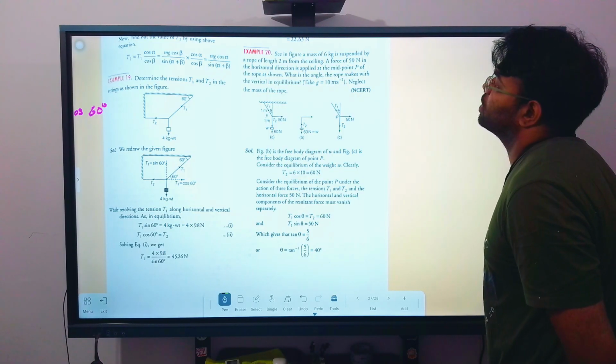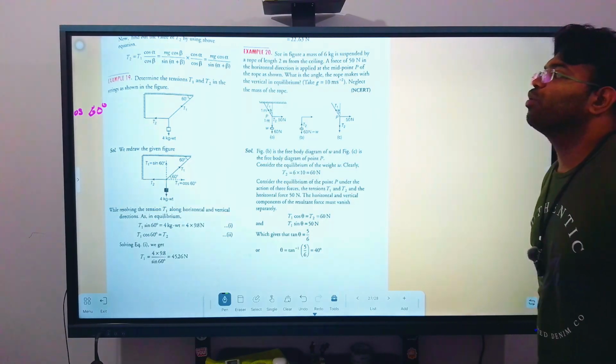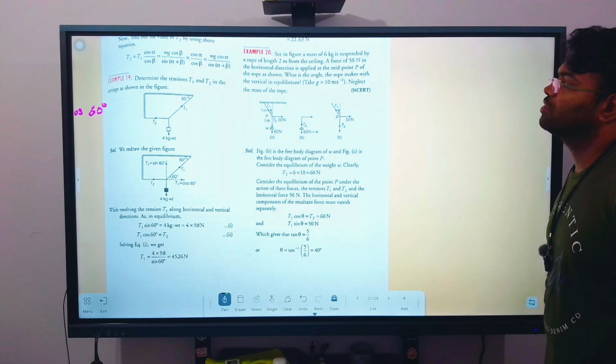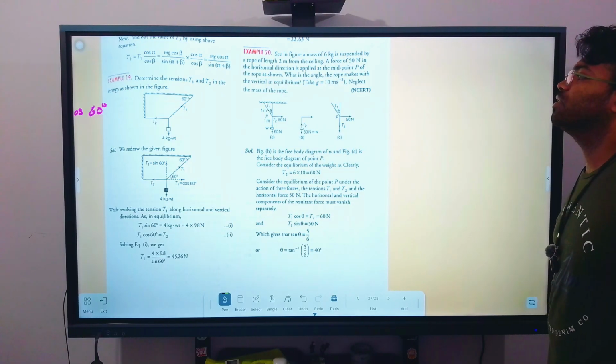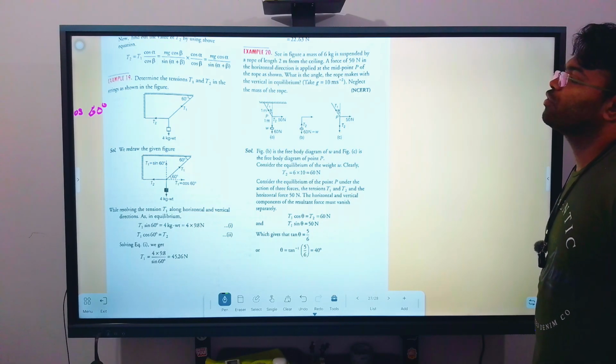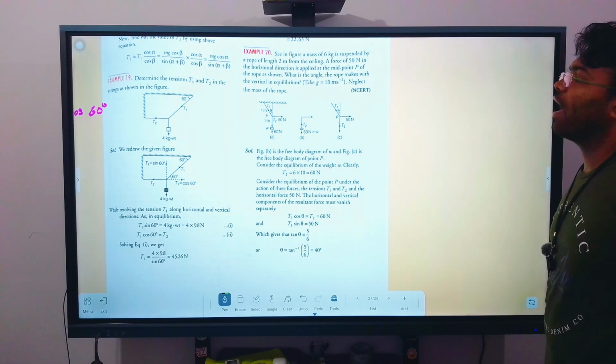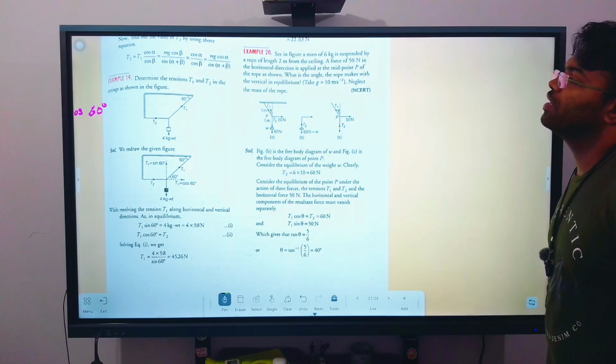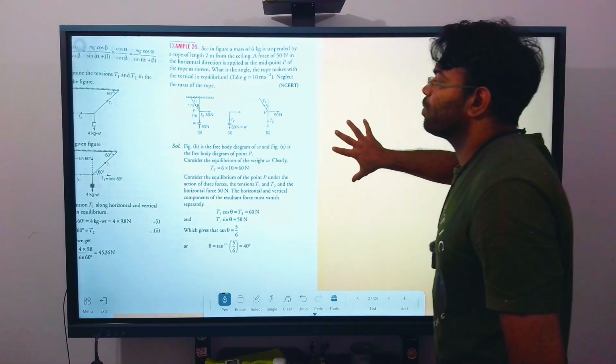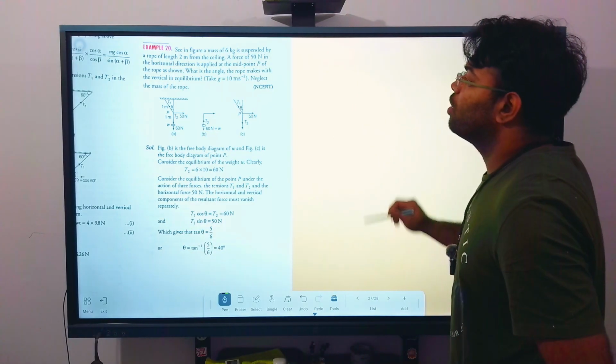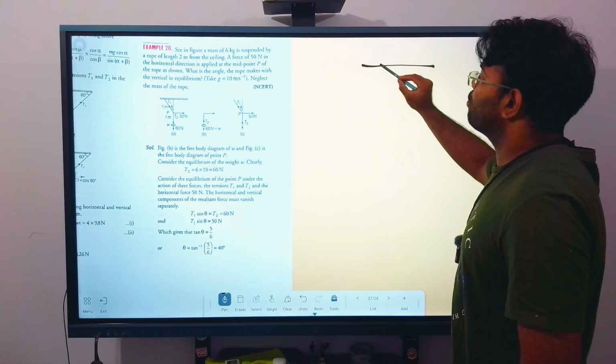See in the figure, a mass of 6 kg is suspended by a rope of length 2 meters from the ceiling. A force of 50 newtons in the horizontal direction is applied at the midpoint P of the rope as shown in the figure. What is the angle the rope makes with the vertical in equilibrium? Okay, let's do this. Let us look at the diagram.